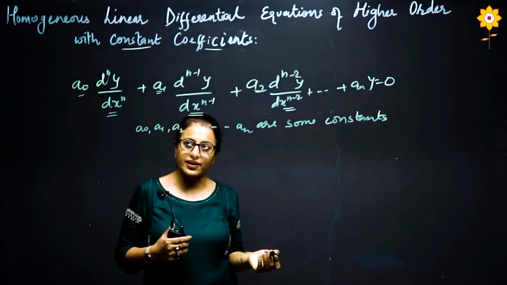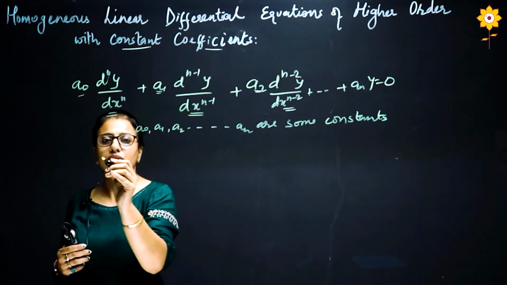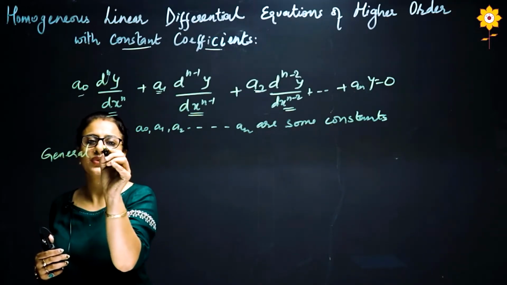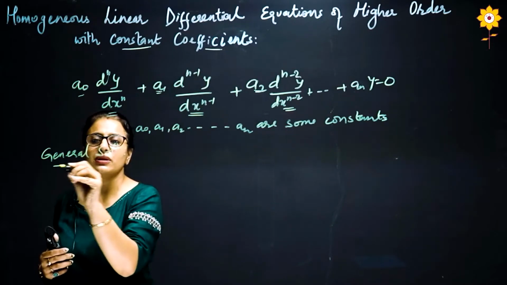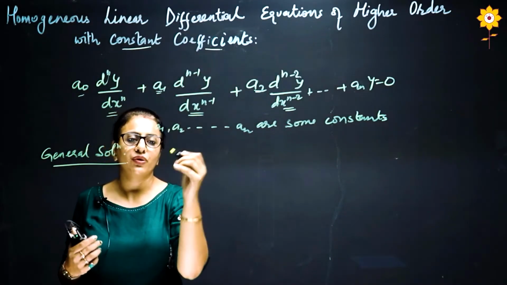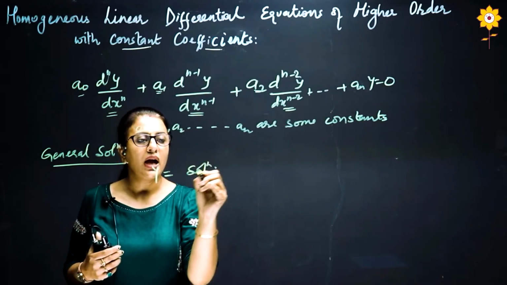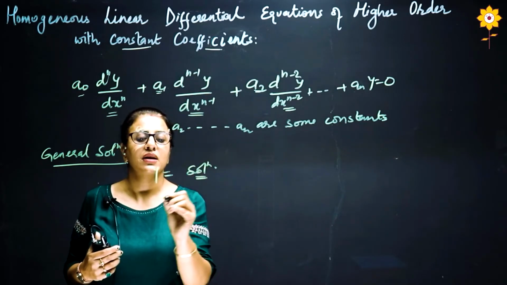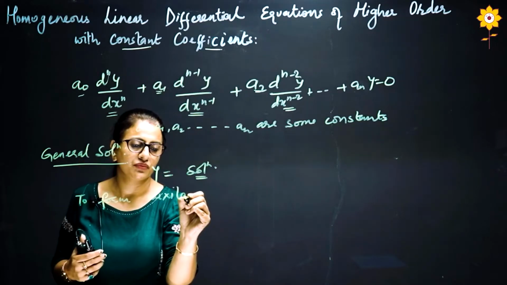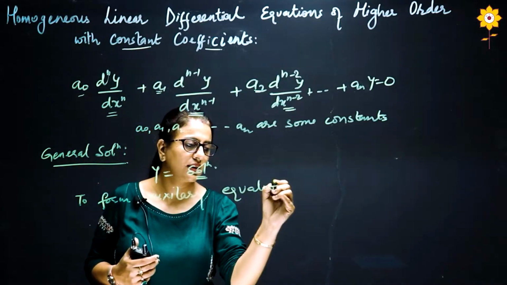Now the question arises how to solve these equations. Suppose I want to solve this equation, so I would say general solution. How to find the general solution in this case? First of all, y equals to some solution. How to find this solution? For this, I need to find the auxiliary equation. So first of all, I'll form the auxiliary equation. How to make the auxiliary equation?